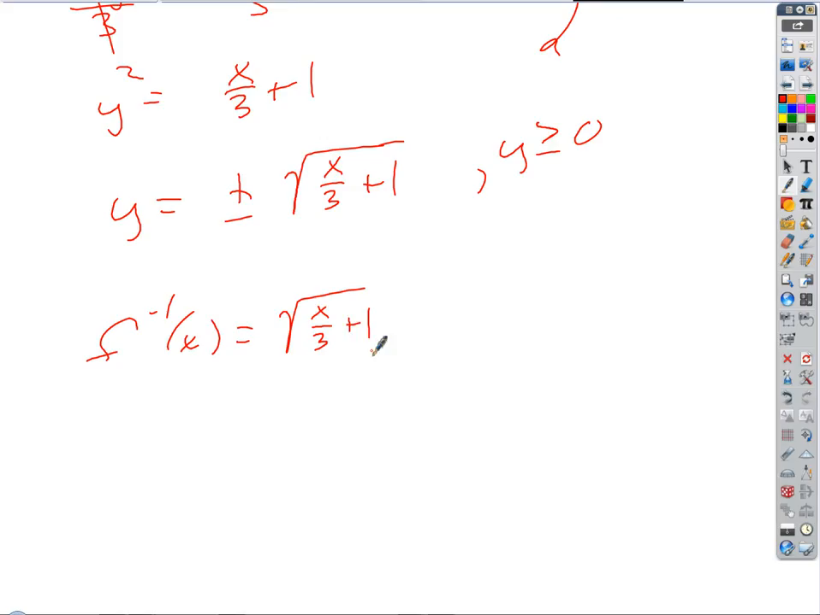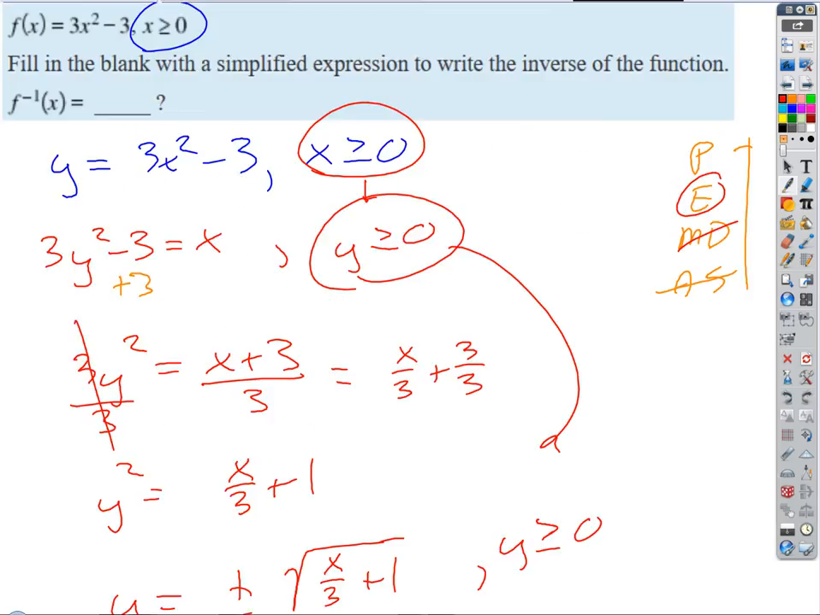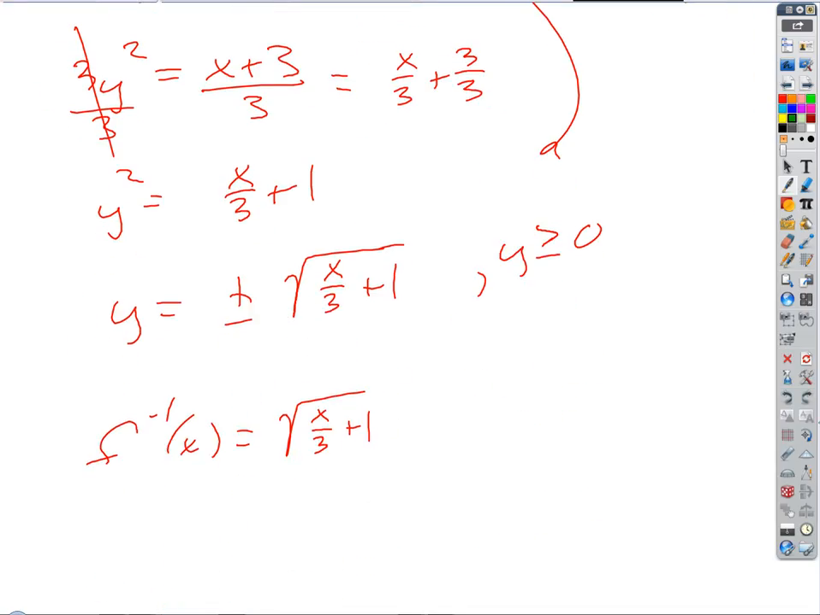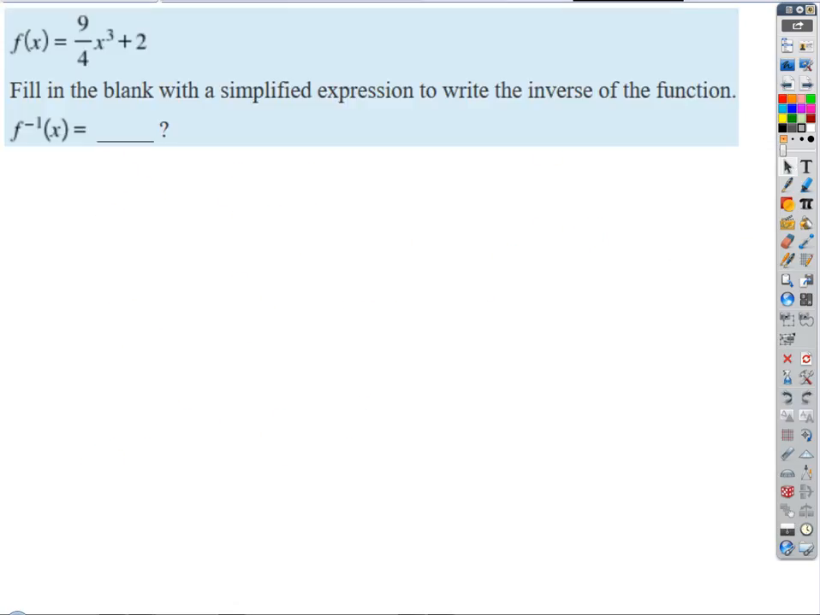1. Now, how would things change? What if this problem were different? What if it said instead, let's just say hypothetically that it said the domain of the original function is all values of x less than or equal to 0. Then that would have meant eventually that we would have gotten down here, y is less than or equal to 0, so we would have just taken the negative, right?